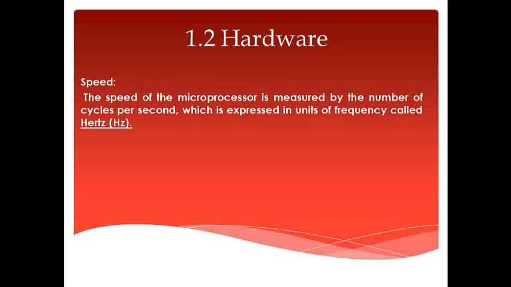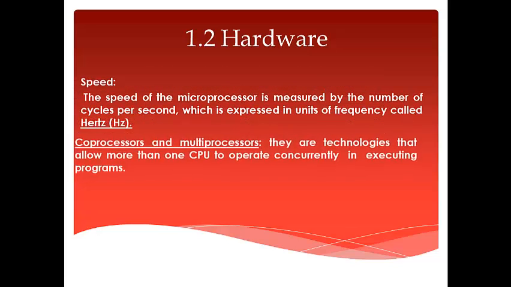The speed of the microprocessor is measured by the number of cycles per second, which is expressed in the unit of frequency called Hertz. If you are going to buy a computer, you ask about the speed of the computer. Let us say, what is the speed of the processor? 1.3 GHz, 1.3 MHz. If you are buying a smartphone, there also you have a processor, and there also they will state its speed. So the speed of a processor is defined with the unit Hertz.